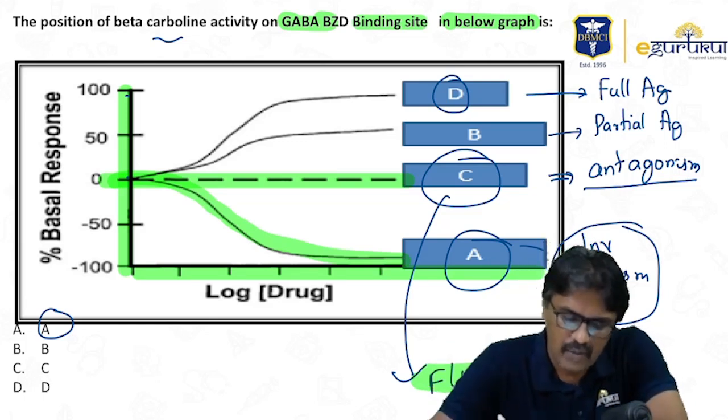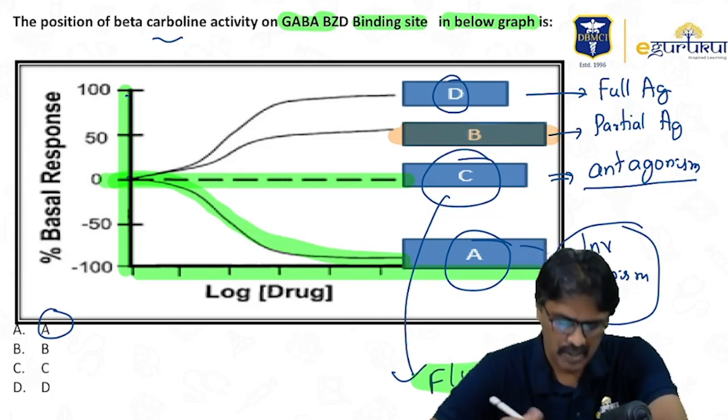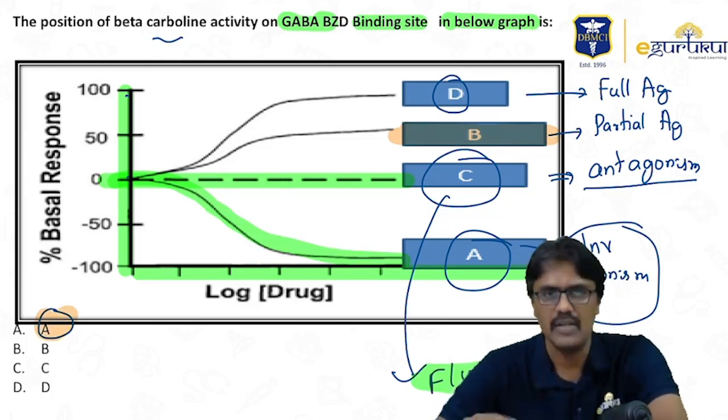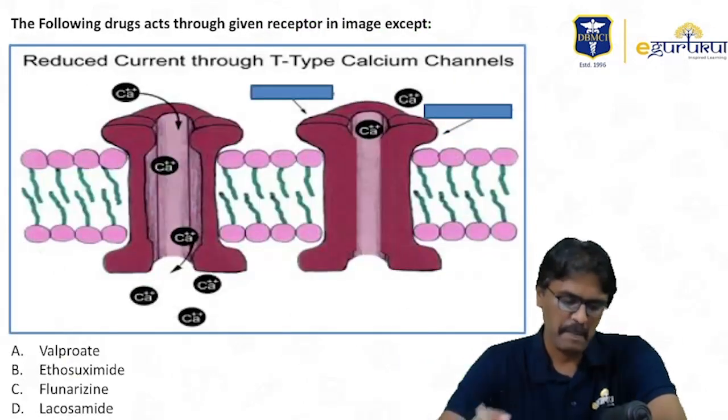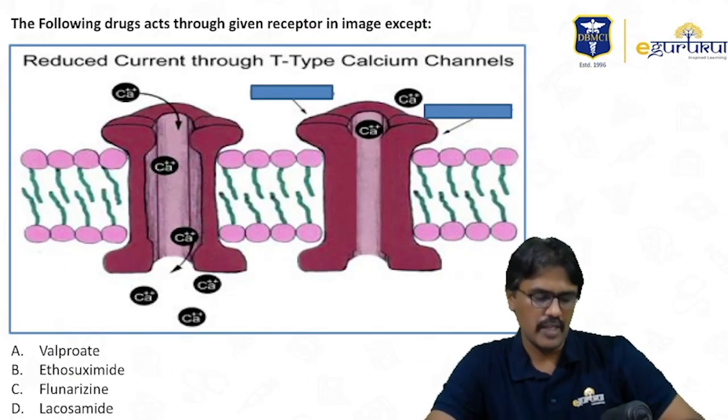Do we have any partial agonist? Till now, we don't have any partial agonist. So that's why I didn't comment on that. So answer is A for this question, guys. Yes. Now let me move on to the next question.